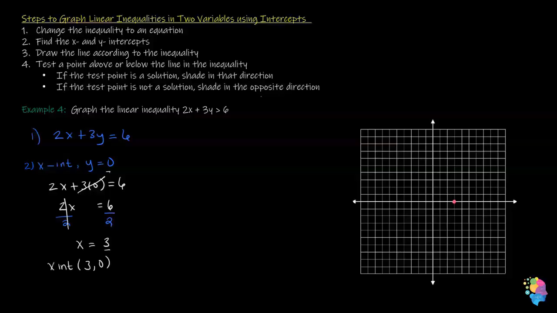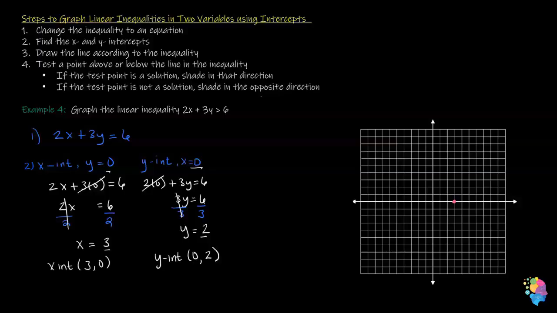Let's try the y-intercept now. We're going to let x equal to 0 this time. So then in our equation, this will become 2 times 0 plus 3y is equal to 6. 2 times 0 will go to 0, leaving us with 3y is equal to 6. We divide both sides by 3 so that we can solve for y. And 3 divided by 3 is 1y, or just y. And on the right side, 6 divided by 3 will be 2. So then our y-intercept is going to be 0 on the x and 2 on the y.